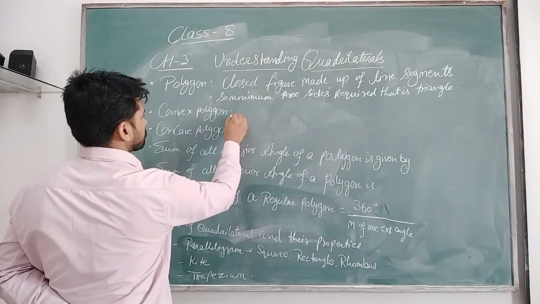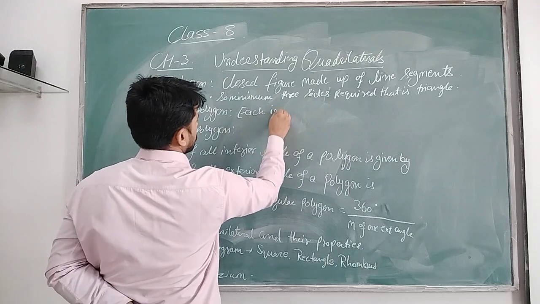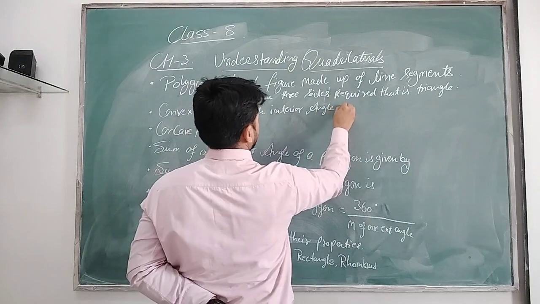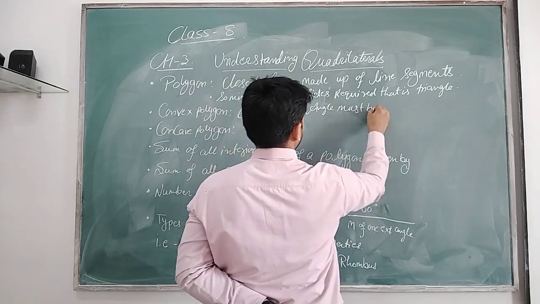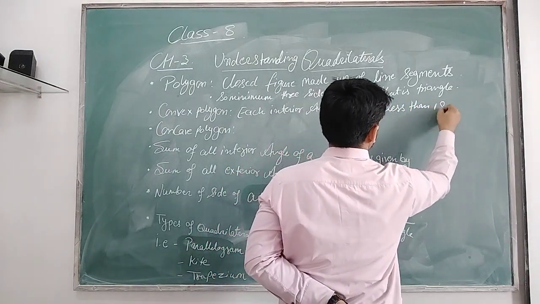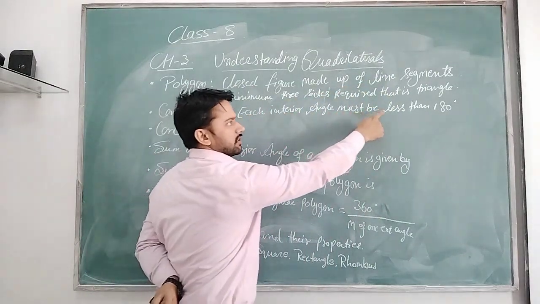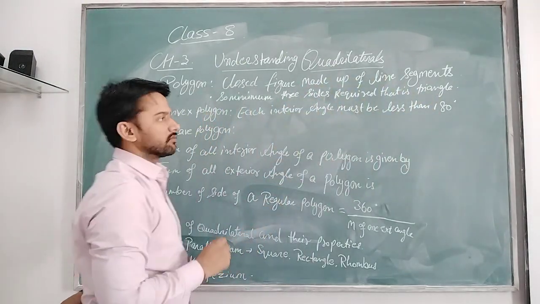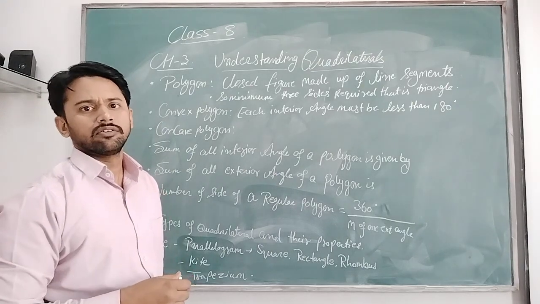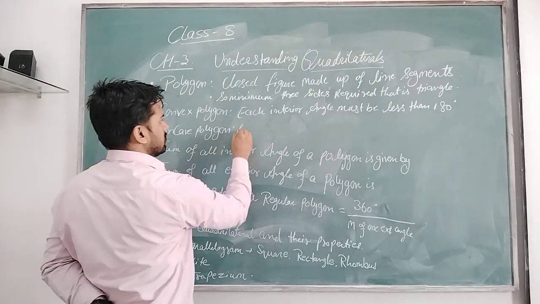Convex polygon, each interior angle must be less than 180 degrees. That is known as the convex polygon. Like hexagon, pentagon, rectangle, square.